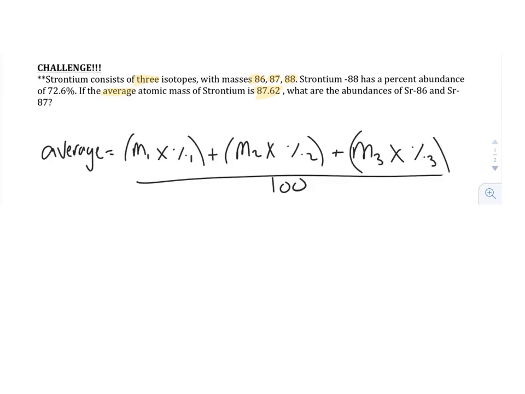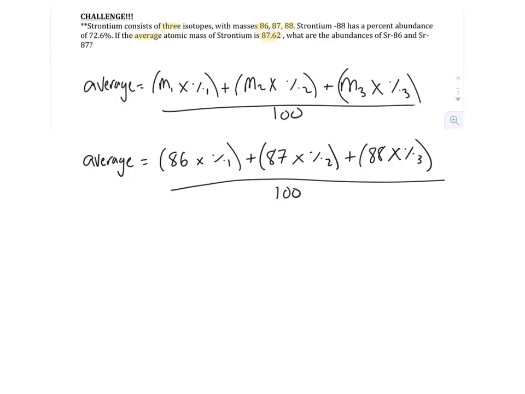All right, so here's our formula. So we have mass 1, mass 2, mass 3. So let's plug in the information that we know. All right, so I plugged in the masses because I know the masses, but I also have some other information that I know. I know the average, and I know the percentage of isotope 88. So let me plug in those 2 things.